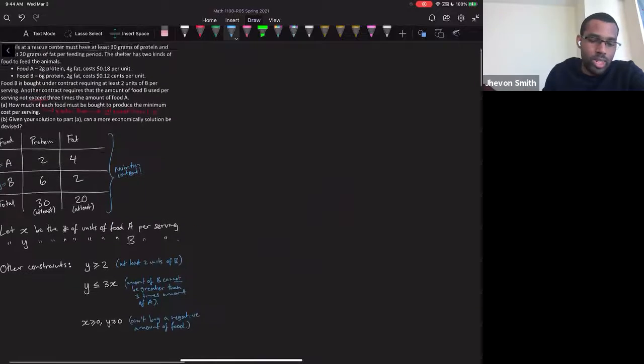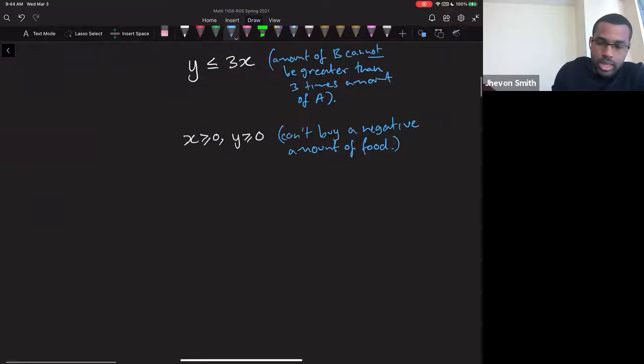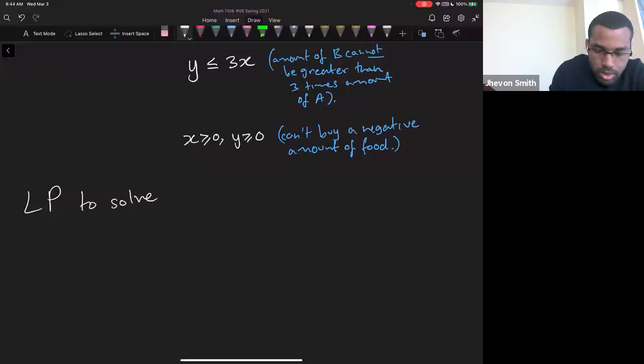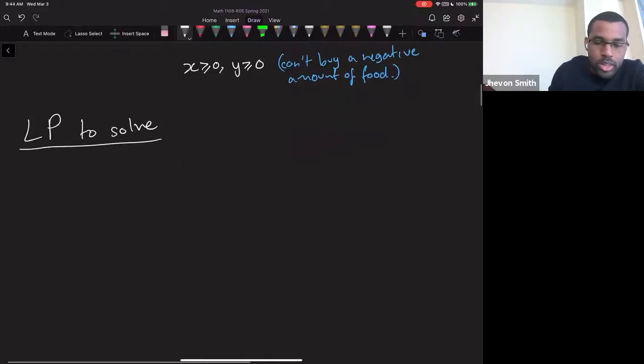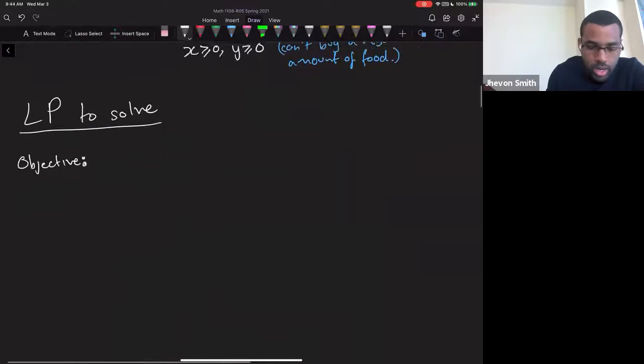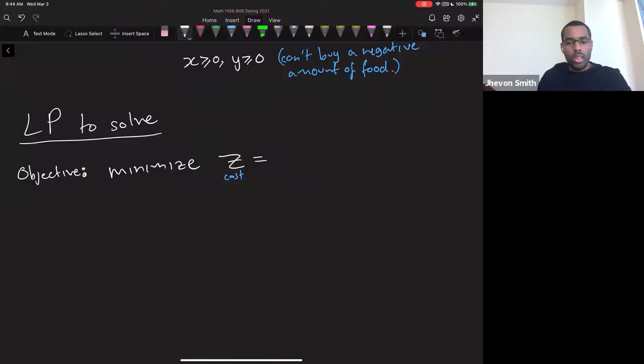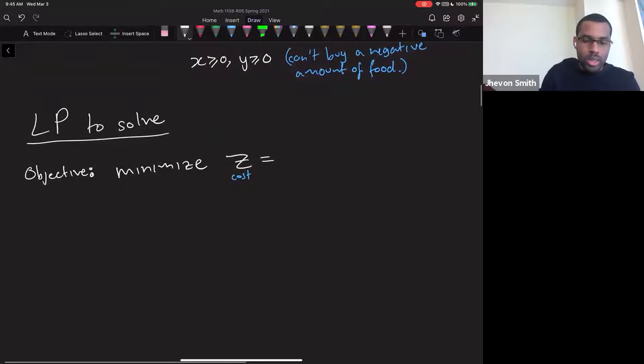So this is kind of how you're starting to set it up in your mind. You don't literally have to write down all of this. I would recommend that you write down the table. But ultimately, what you would do is set this up now as a linear programming problem, the LP to solve. Here you're going to want to know what is the objective. What do we want? How much of each food must be bought to produce the minimum cost? We want to minimize cost, so let's say Z is cost. What is the cost that we want to minimize?